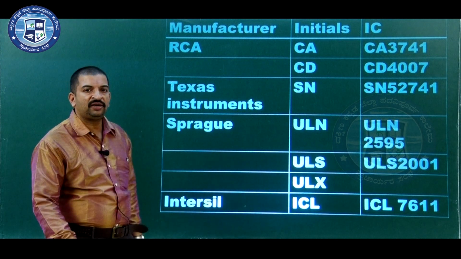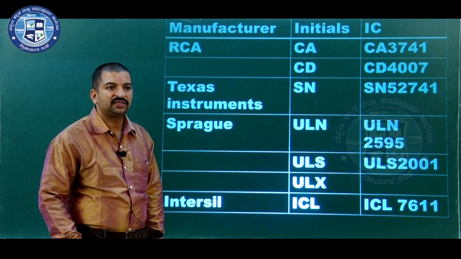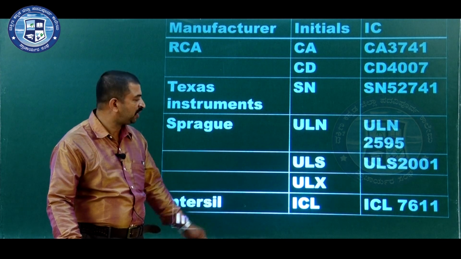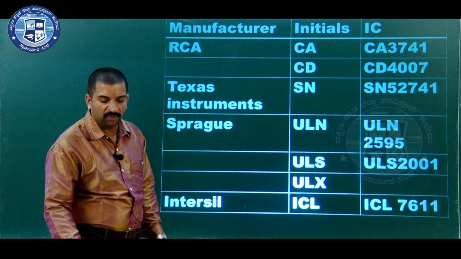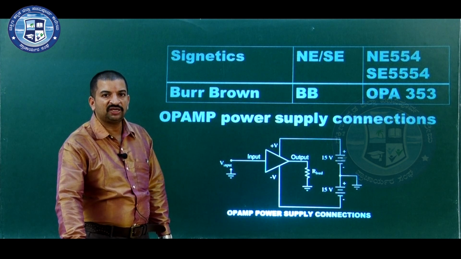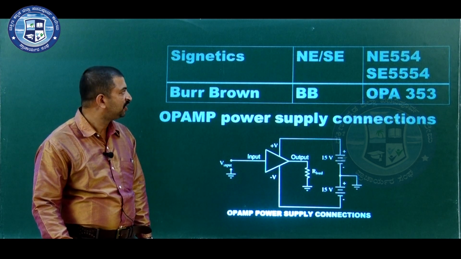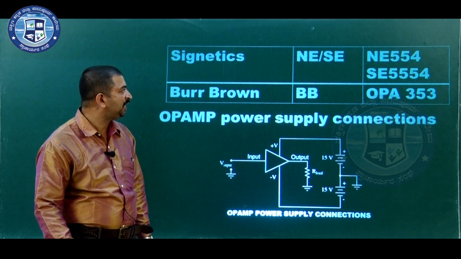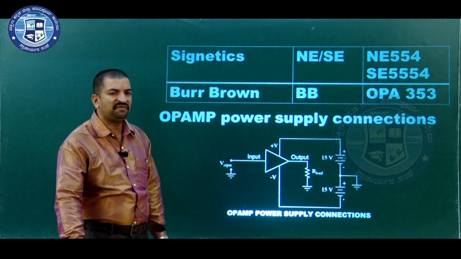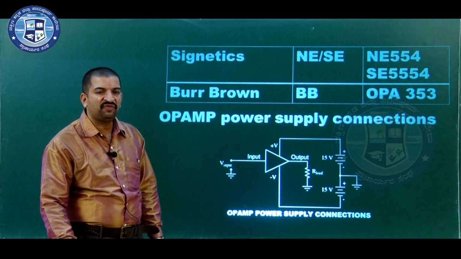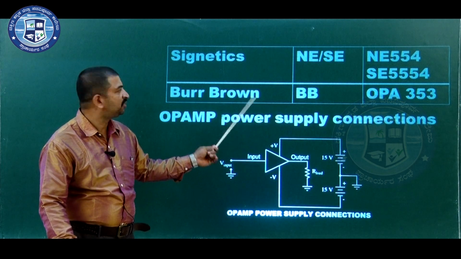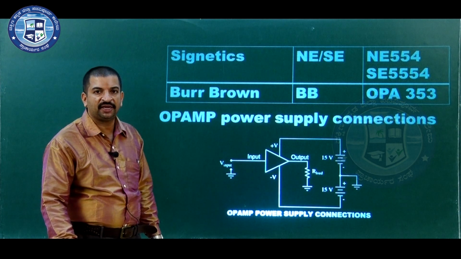The next is the Intersil company. In this company, the initial may be ICL, one of the ICs being ICL 7611. Next is the Signetics Corporation. In the case of Signetics Corporation ICs, the initial may be NE or SE, such as NE554 and NE5554. These are the initials of the Signetics company, NE and SE.